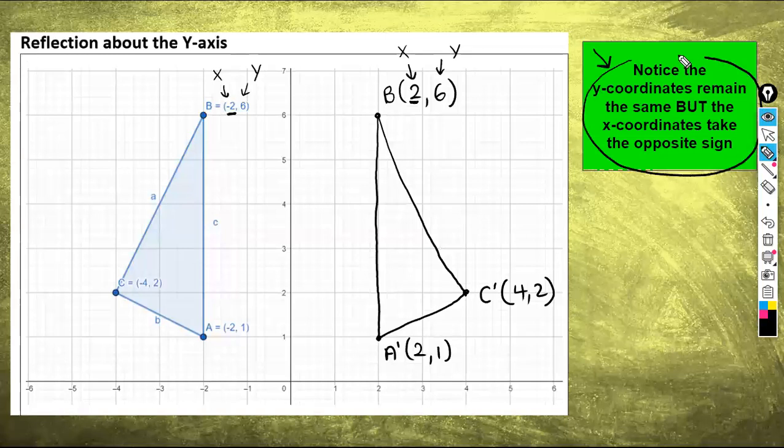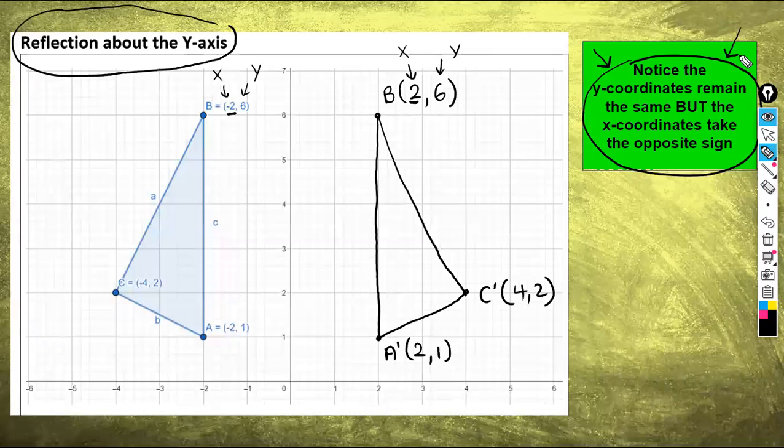So here's what I need for you all to do. You don't need to draw the diagram, just take down everything that is circled. When you're doing a reflection in the Y-axis, this is the pattern that you will notice. The Y coordinate remains the same, but the X coordinate becomes the opposite.